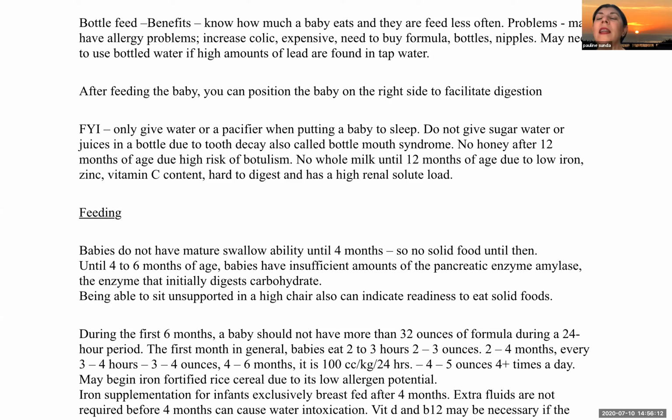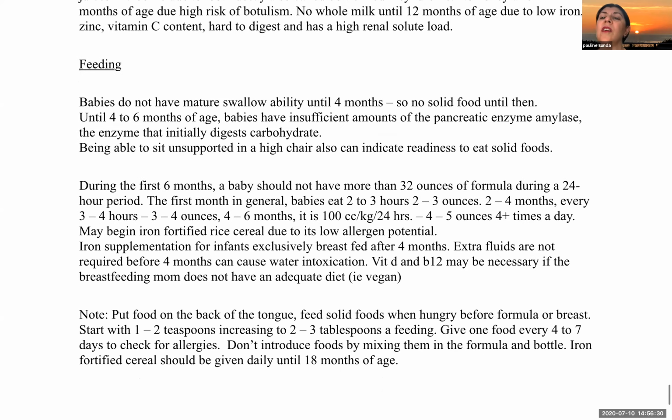Typically, we don't give any kind of juice until the child is weaned to a sippy cup. No honey until after 12 months of age due to botulism. No whole milk until 12 months of age due to its low iron, zinc, vitamin C content. It is also hard to digest and has a high renal solute load.